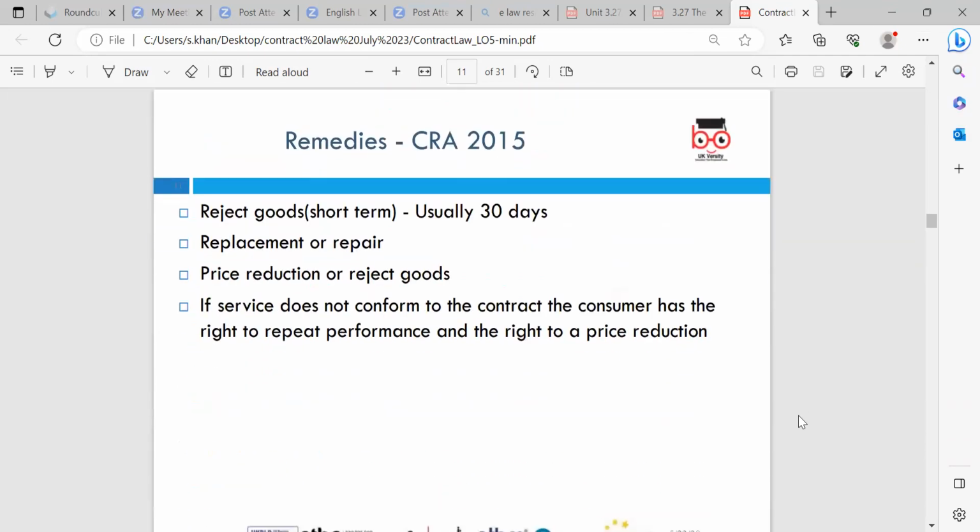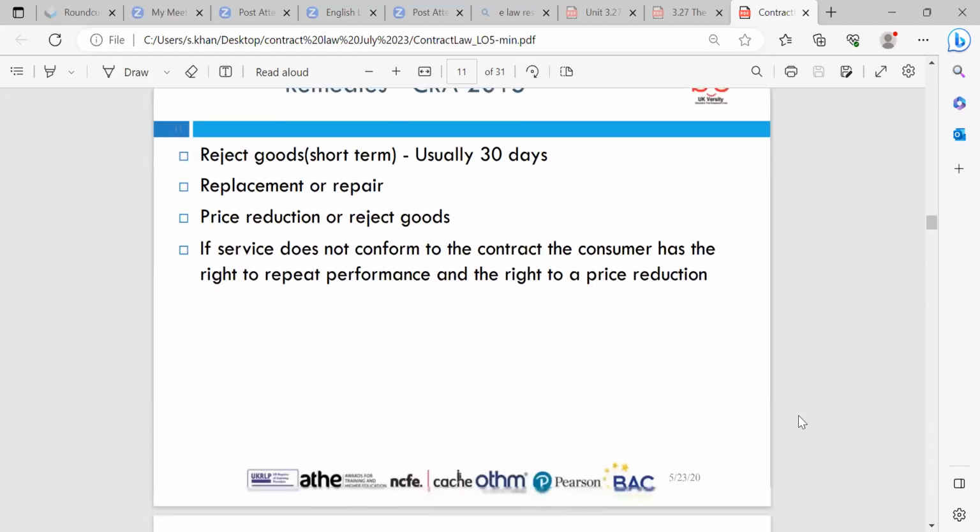The remedies available under the CRA 2015. So reject goods, short term, usually 30 days, replacement or repair, price reduction or reject goods. If the service does not conform to the contract, the consumer has the right to repeat performance and the right to a price reduction.